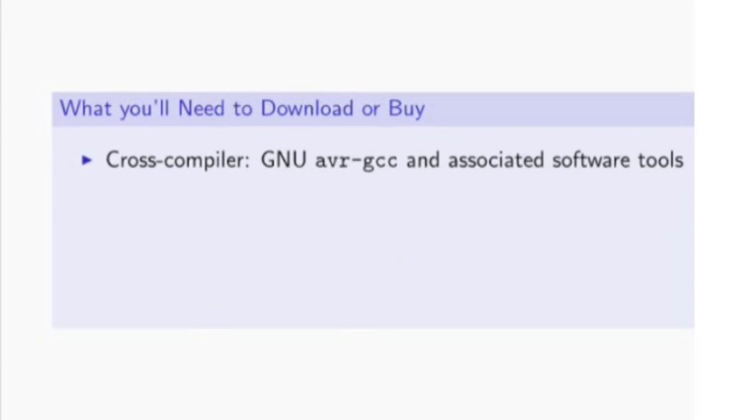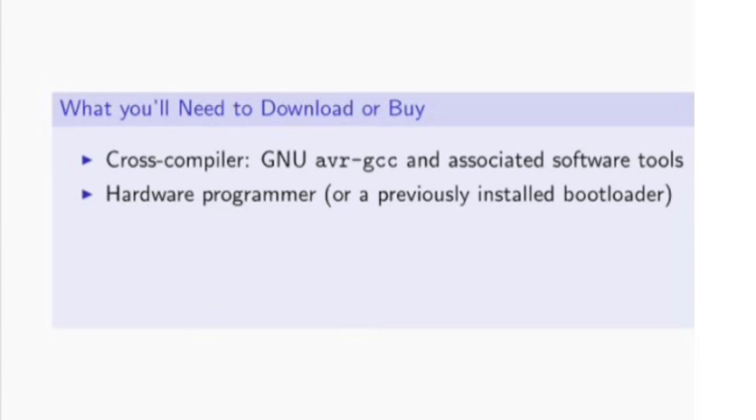The first step there was the cross-compiler. In this case, we'll use the GNU AVR GCC cross-compiler, which is actually the same one as used for Arduino under the hood. So that's not actually any different. For a hardware programmer, I'll give you a bunch of options later, including turning your Arduino into one. So we'll handle that in a second.